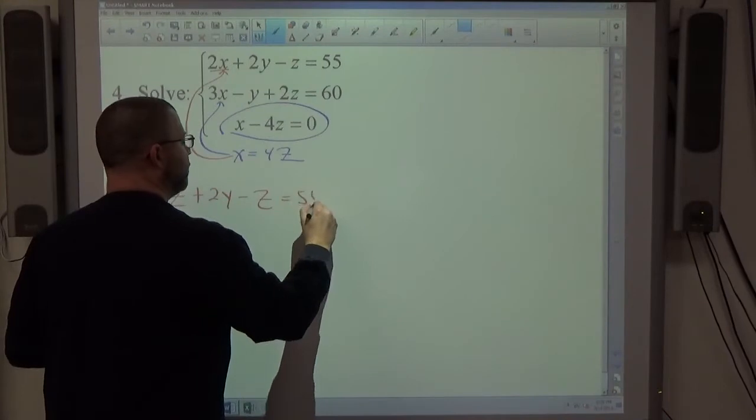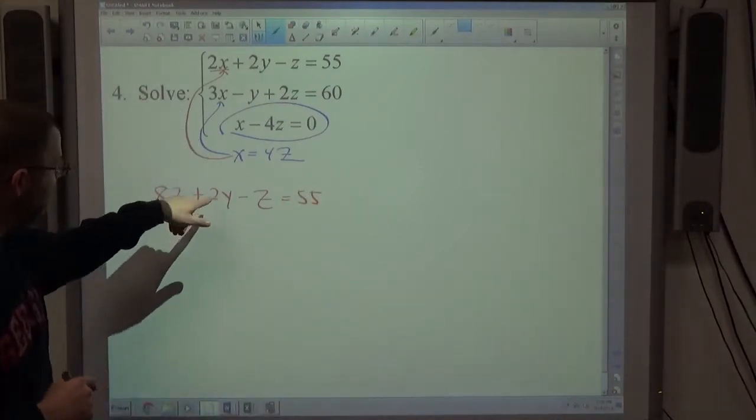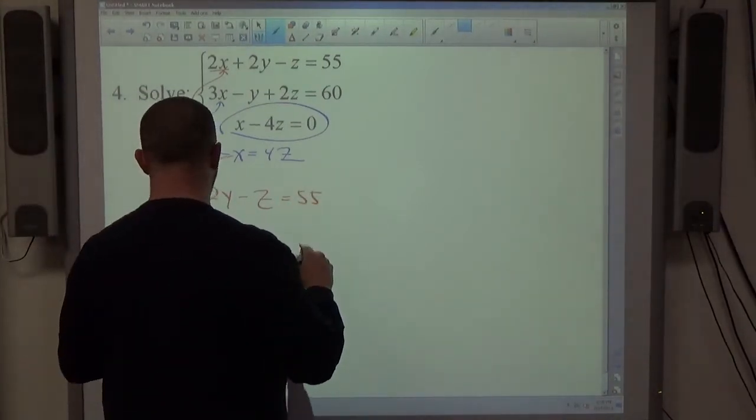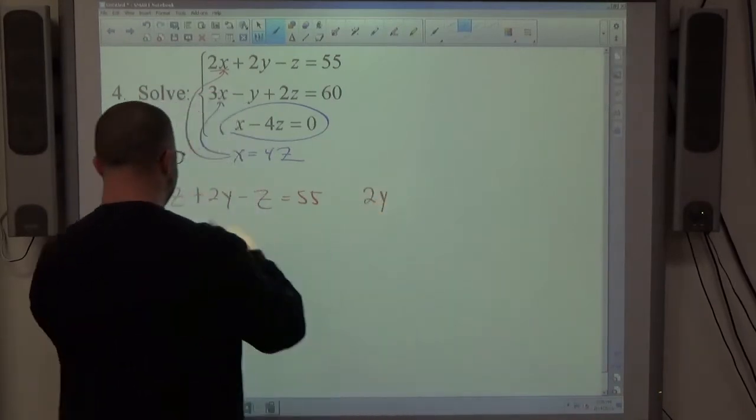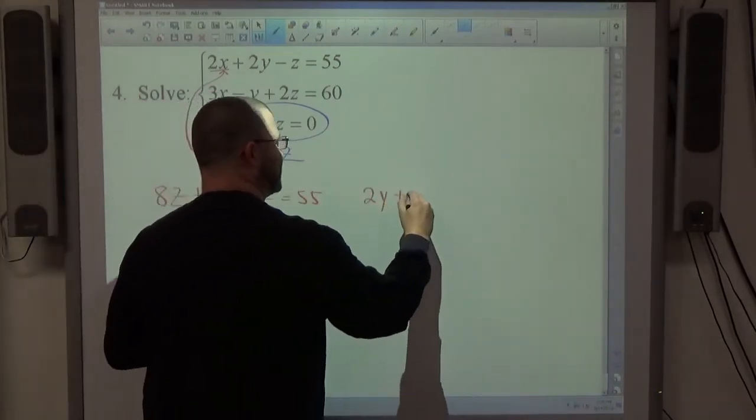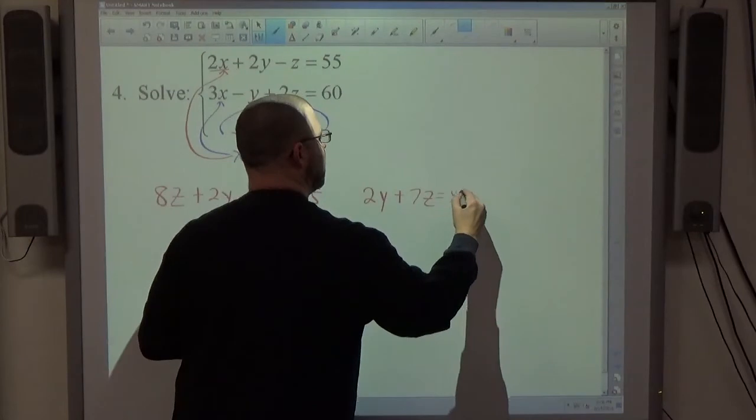is equal to 55. Simplifying, I'm going to keep y on the left, z on the right, just for alphabetical order. So 2y, 8z minus z makes plus 7z is equal to 55.